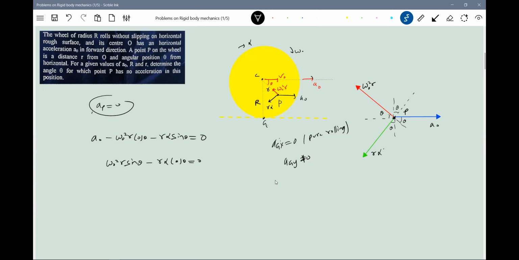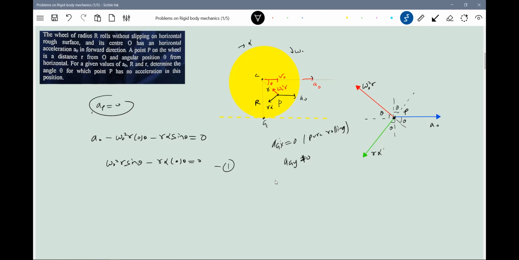Now, what is given? A naught, capital R and smaller r. So omega has to be replaced, that's what I feel. Omega naught is what we assumed. What are the given things? A naught, capital R, smaller r. Omega naught has to be eliminated.